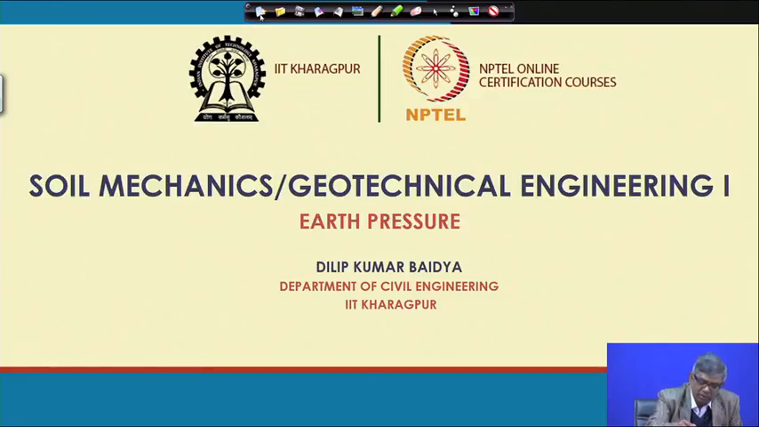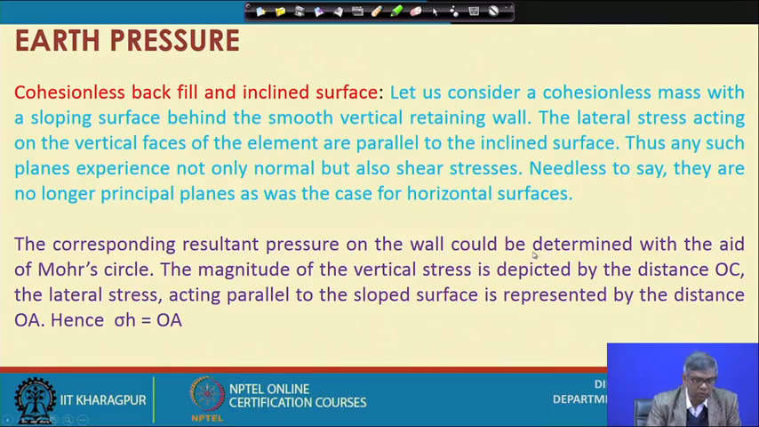Now, so far whatever we have done, we have considered Rankine's case, and that too with level backfill. Rankine's theory means there is an assumption that there is no friction between the wall and the backfill, the wall is vertical, and there is a level surface backfill. But now I will consider an inclined backfill, that is, cohesionless backfill with an inclined surface.